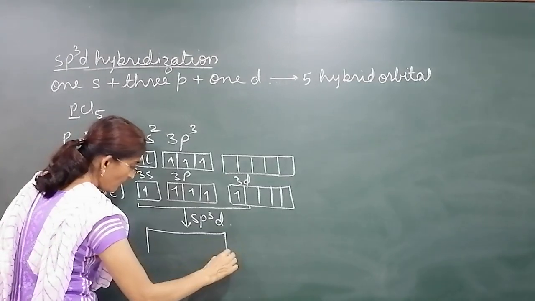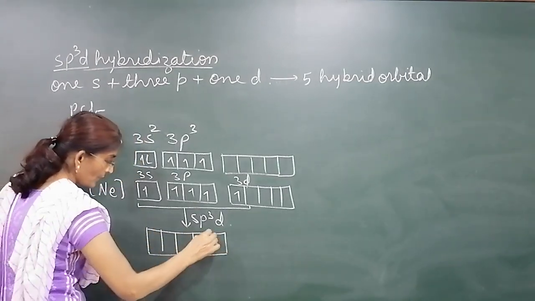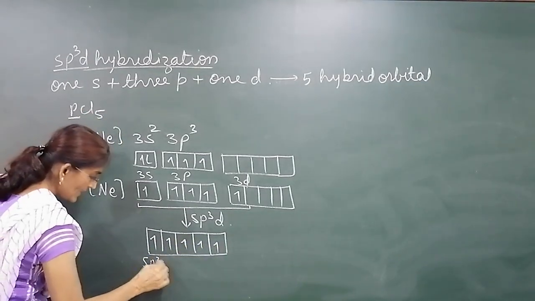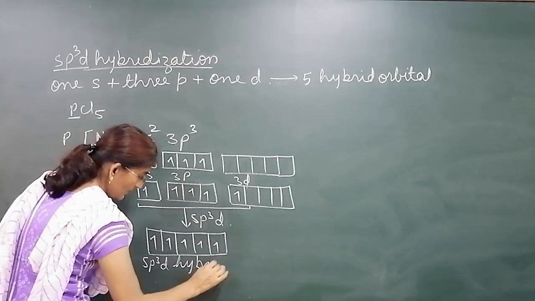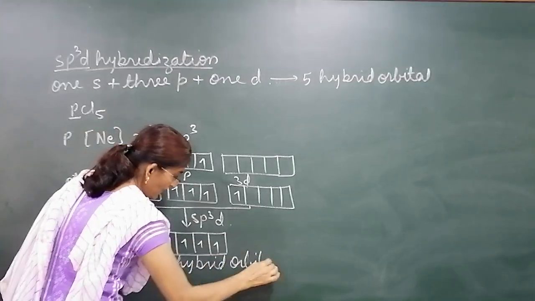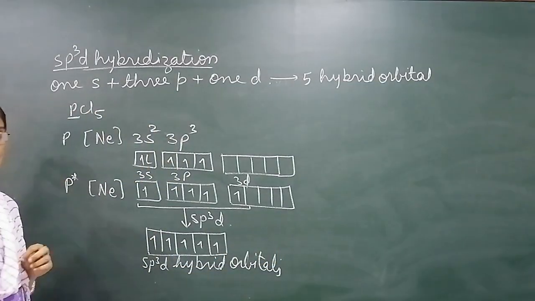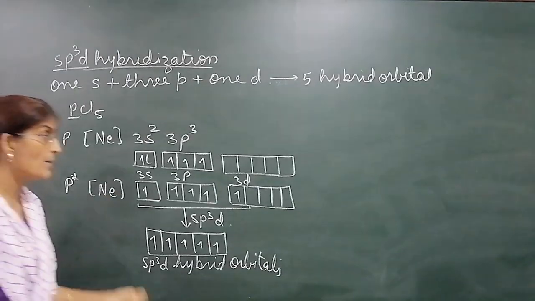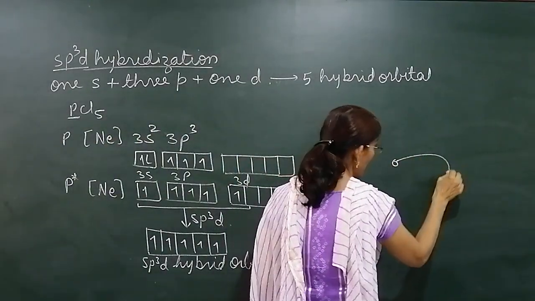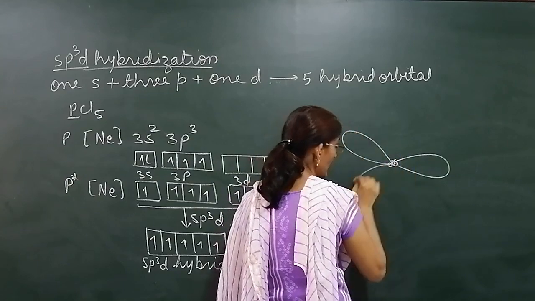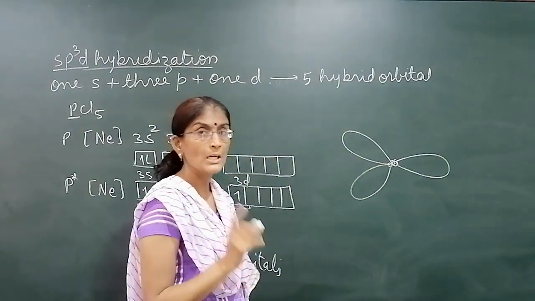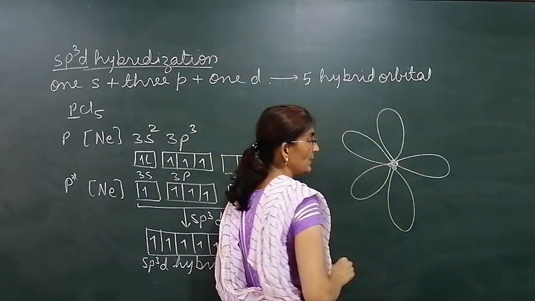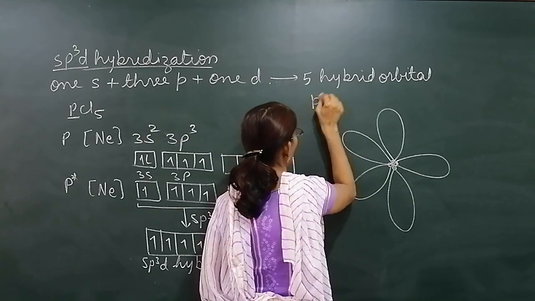How many hybrid orbitals form? 5 hybrid orbitals. All have an unpaired electron and these 5 hybrid orbitals are named as sp3d hybrid orbitals. 5 sp3d hybrid orbitals. Now how do these 5 hybrid orbitals arrange themselves so that repulsion is minimum? See, 3 hybrid orbitals are arranged at an angle of 120 degrees in a planar triangle. 2 hybrid orbitals are arranged perpendicular to the plane, one above the plane, one below the plane. So the shape is planar triangular.